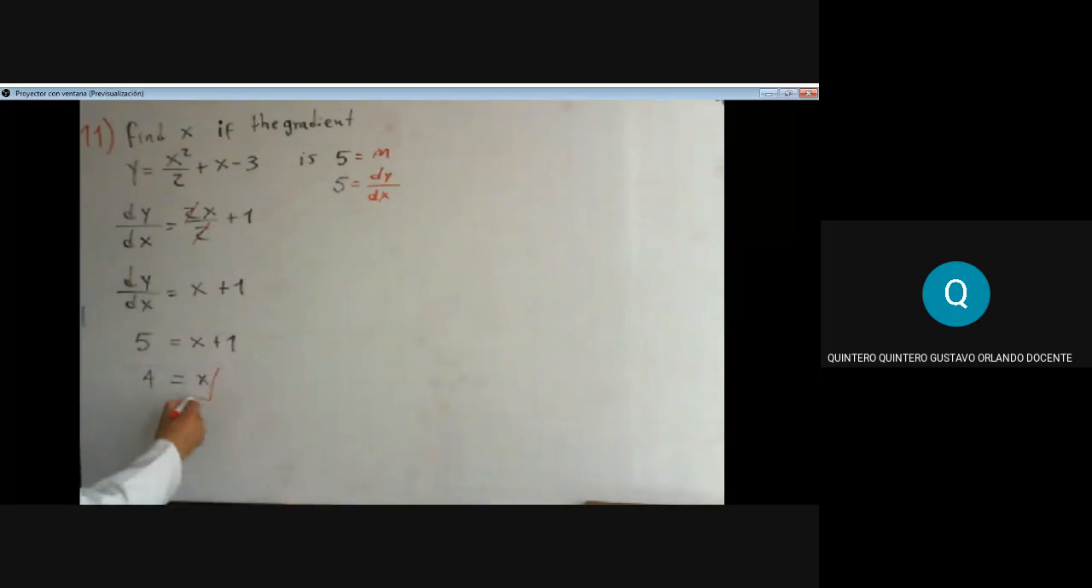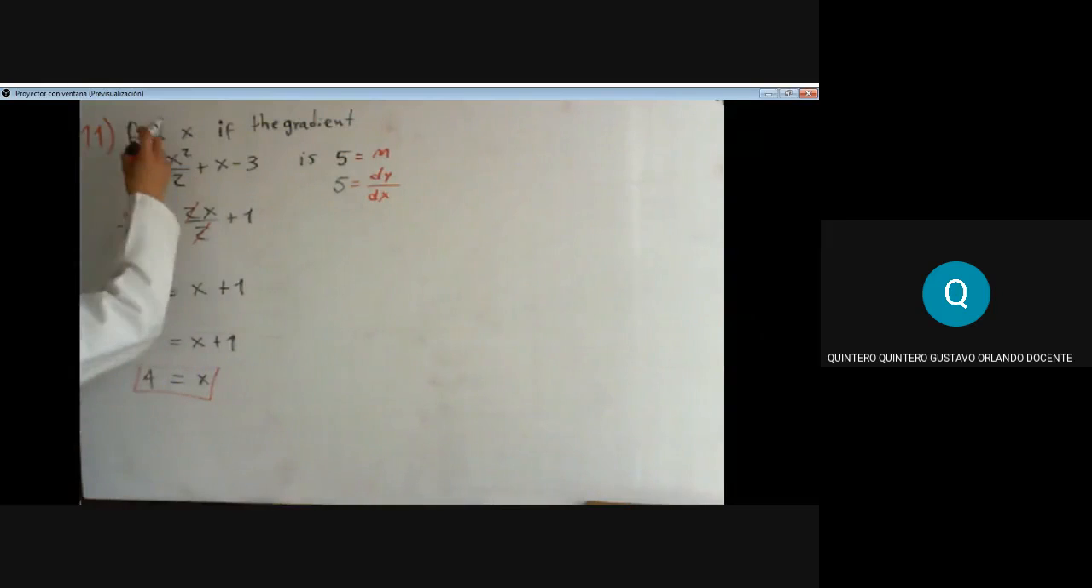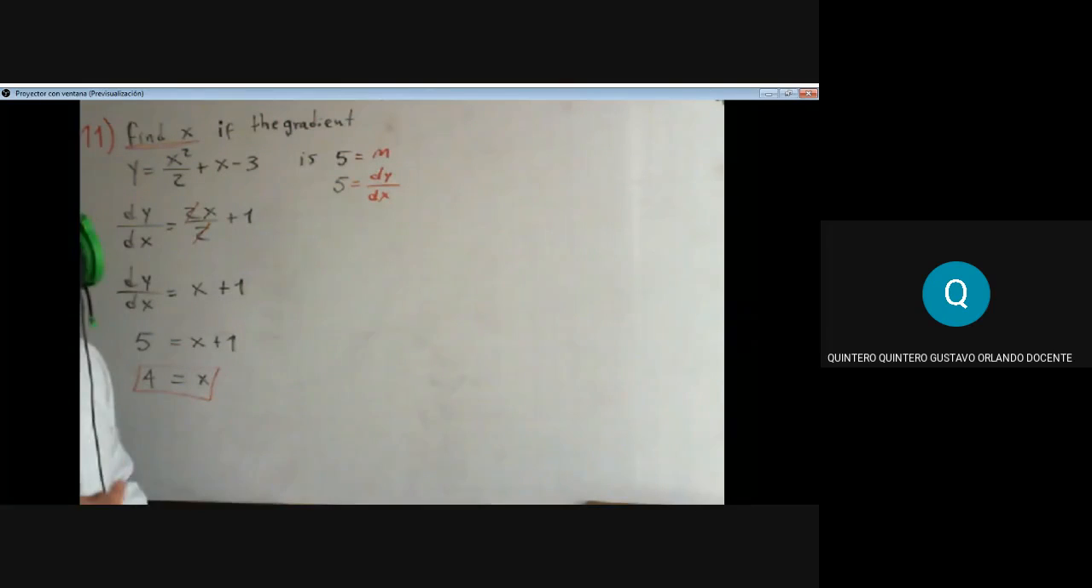So look at the question. Find the value of x, if the gradient is exactly 5. Well, if the gradient is exactly 5, the value of x equals 4. And there we go. We just found it. This is an example of an exercise that has maybe just 1 mark. So they're probably expecting you to do this in about 1 minute because it is absolutely easy.